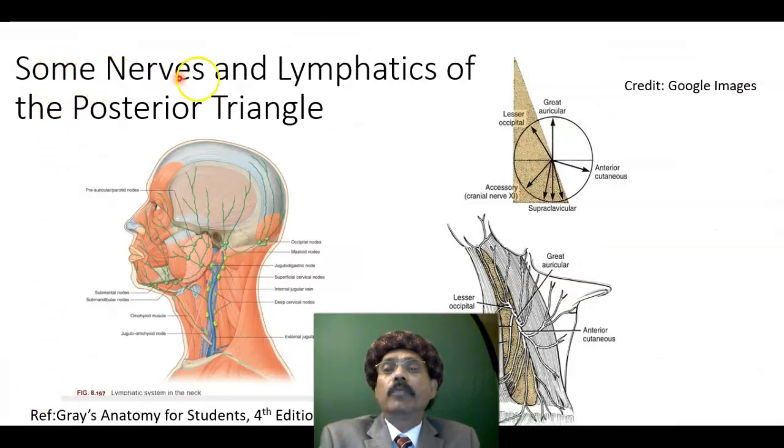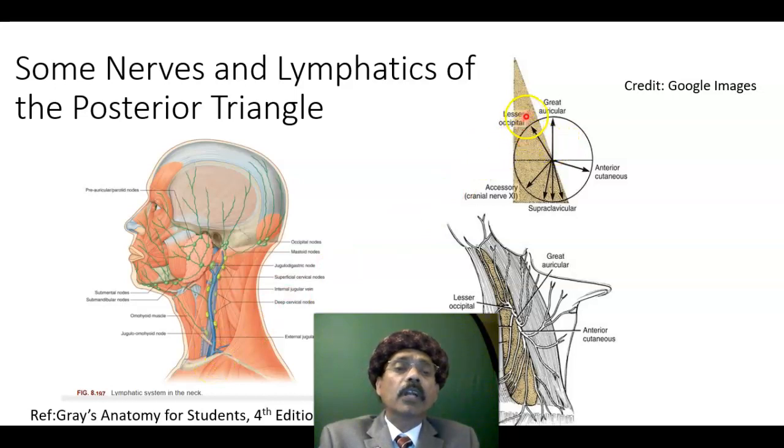Okay, we are looking at some nerves and lymphatics of the posterior triangle. These are the lymphatics. We have a superficial group of lymph nodes that follow the external jugular vein. The external jugular vein is formed by the union of the posterior auricular vein and the posterior division of the retromandibular vein. We have the external jugular vein here. The external jugular vein opens into the subclavian vein.